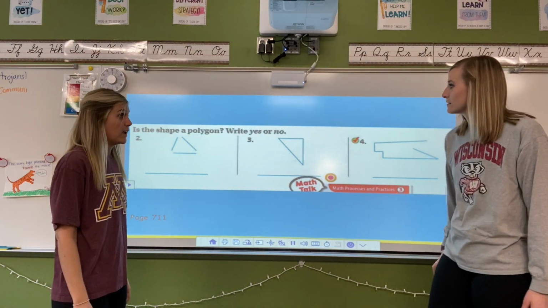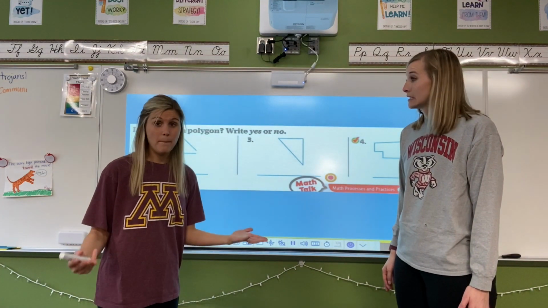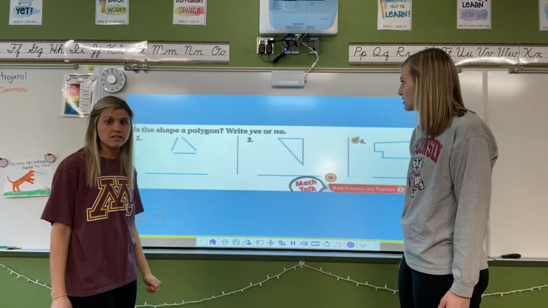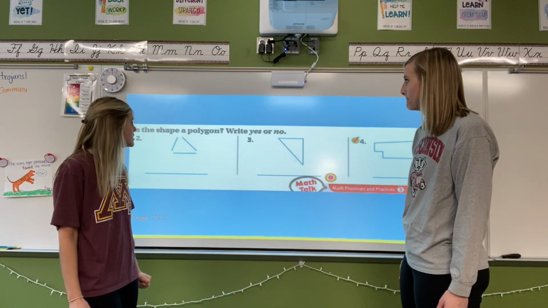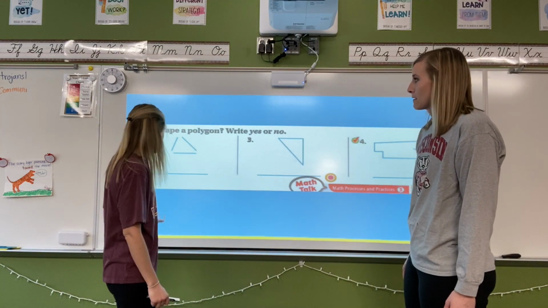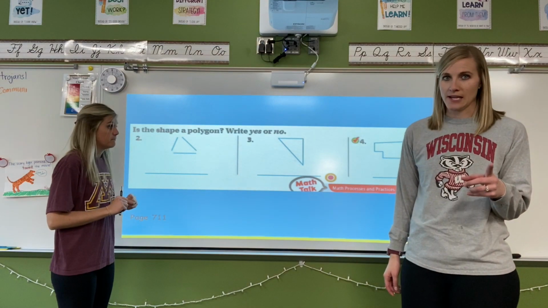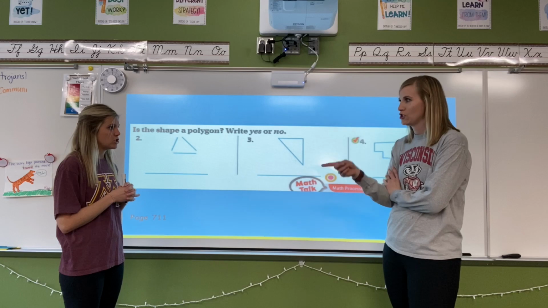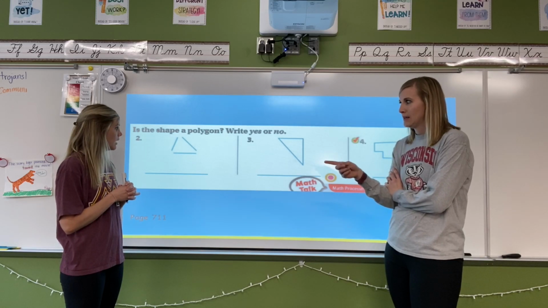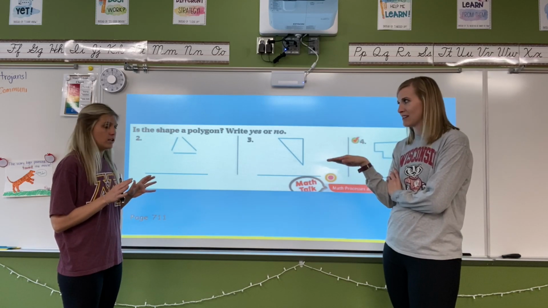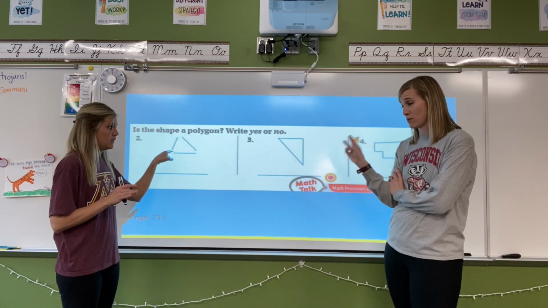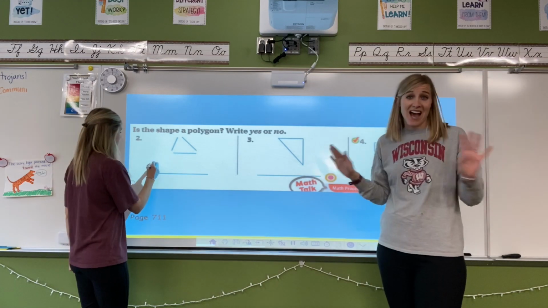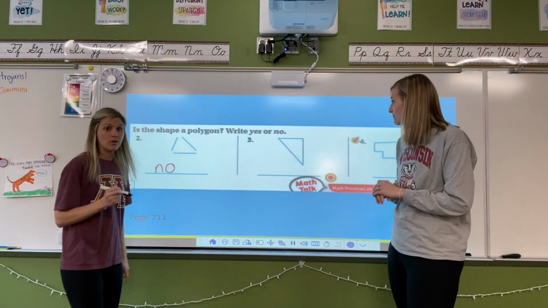All right. So now we have to think back to our rules about what makes up a polygon, because it asks, is this shape a polygon? Yes or no? Let's start with number 2. This is on page 711. Follow along, guys. I know a polygon is a closed shape. I can pause right there. I don't have to go any further because, no. Miss Pelzel, I see 3 openings, meaning it's an open shape. So it is not a polygon. I can write no right away.